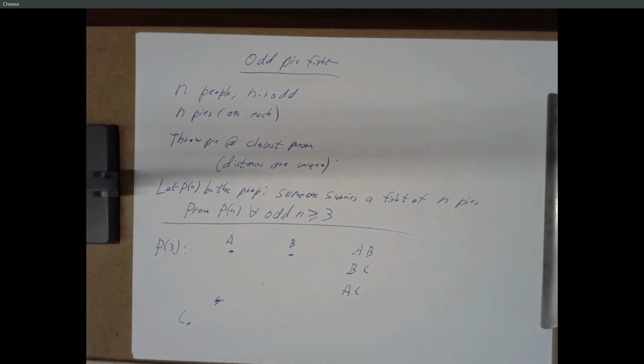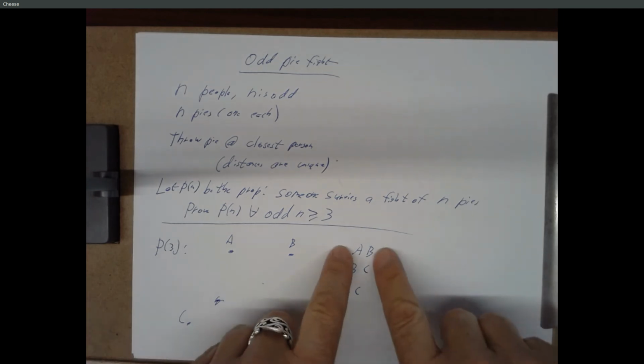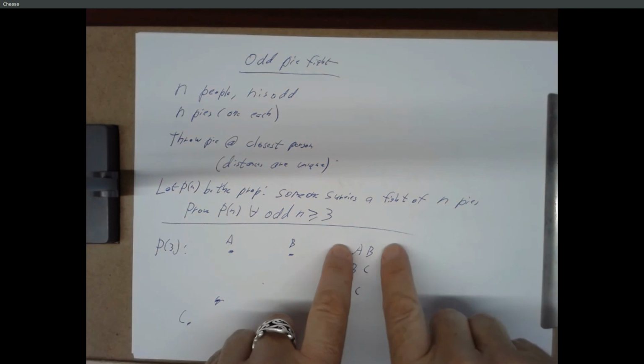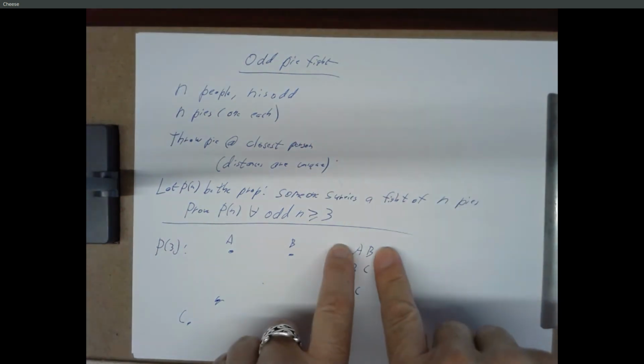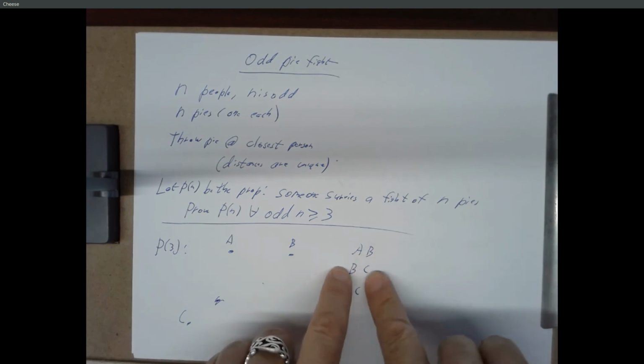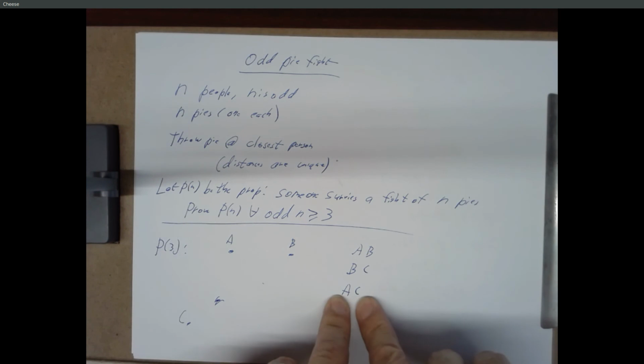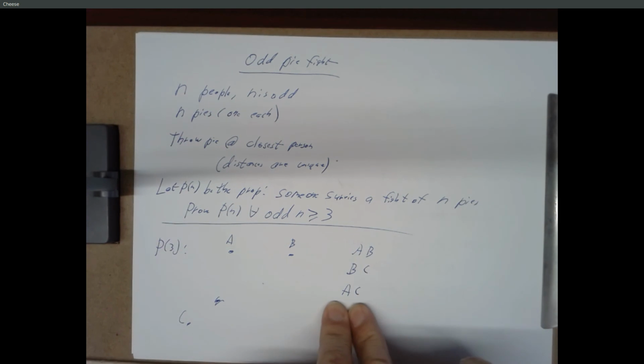Right? So if A and B are the closest to each other, A has got to throw their pie at B, B has got to throw their pie at A. Because you're supposed to throw your pie at the person who's closest to you. If B and C are closest to each other, B and C will throw it at each other. If A and C are closest, A and C will throw it to each other. In each of those cases, once these people have thrown their pies, there's one person left with a pie in their hand who has not been hit by a pie yet.